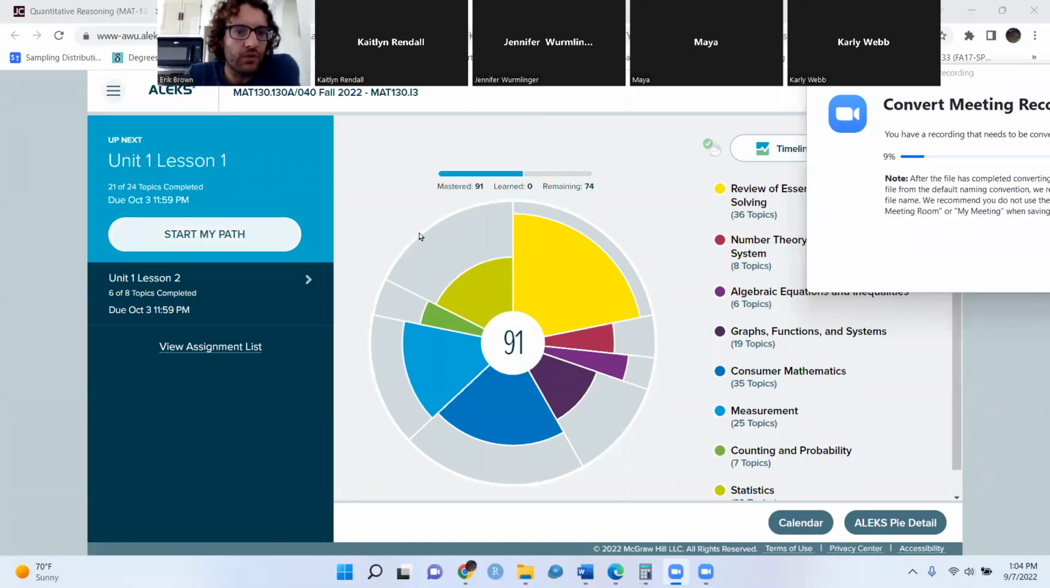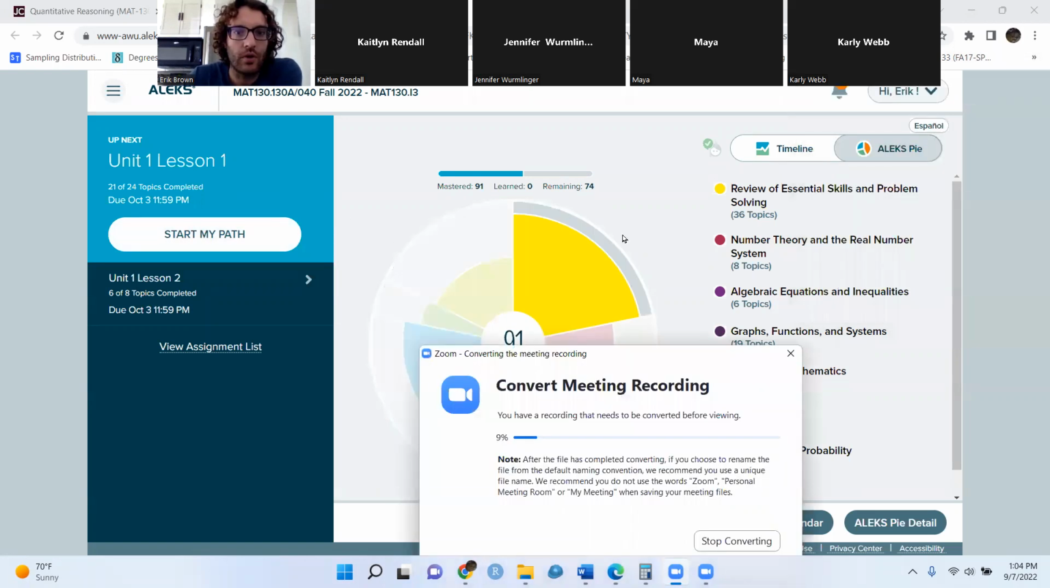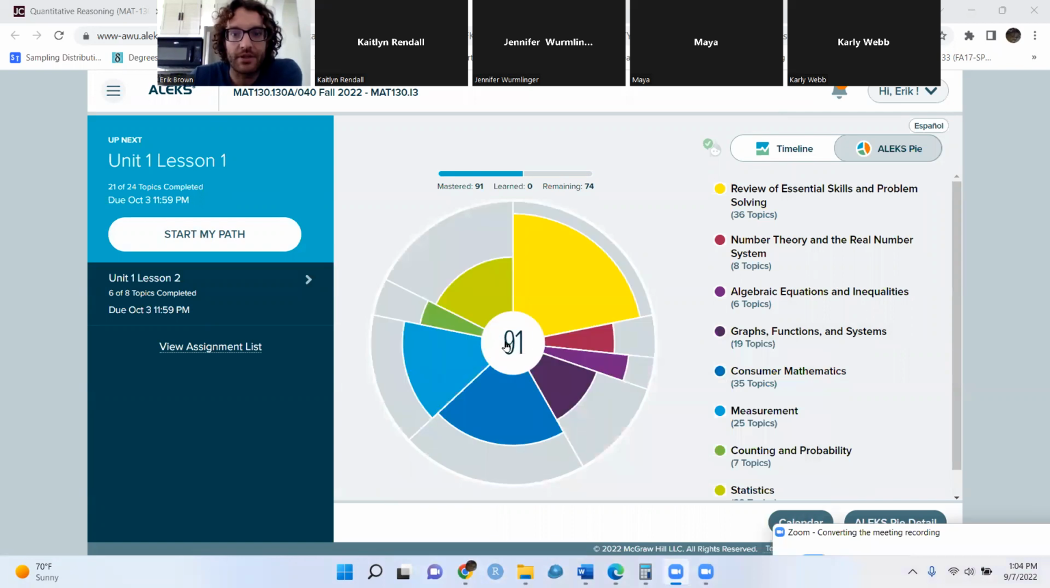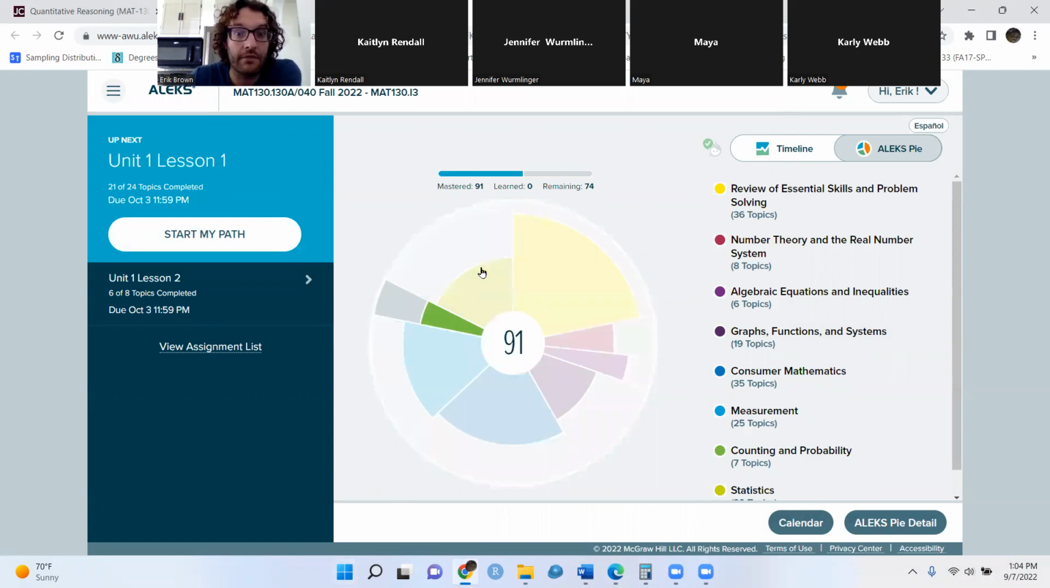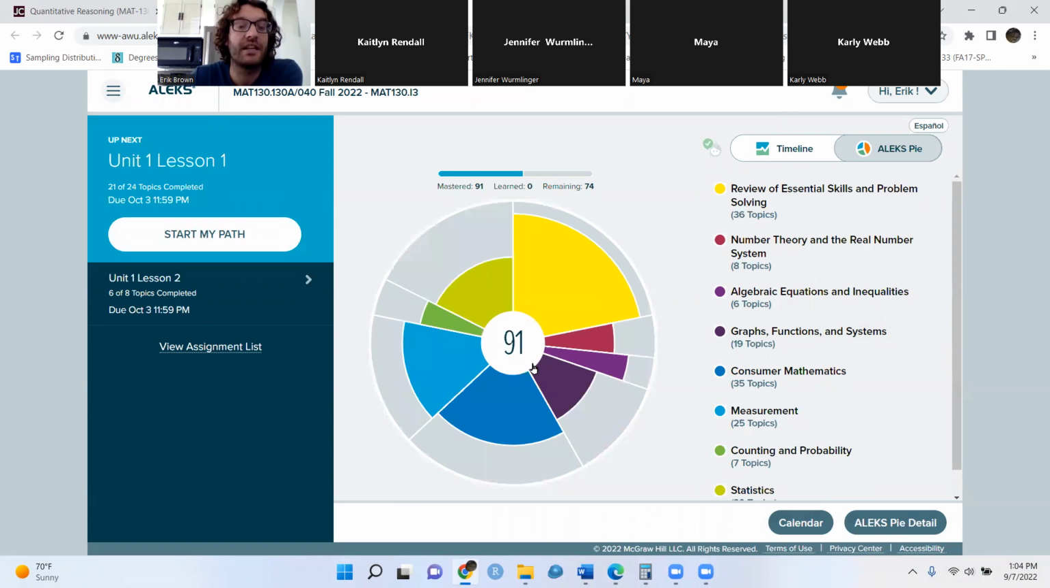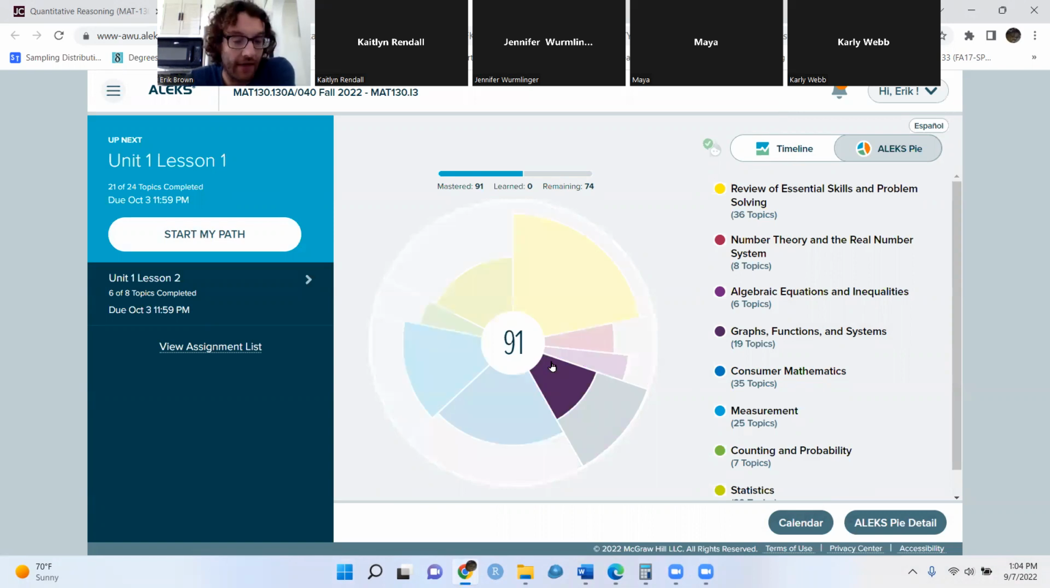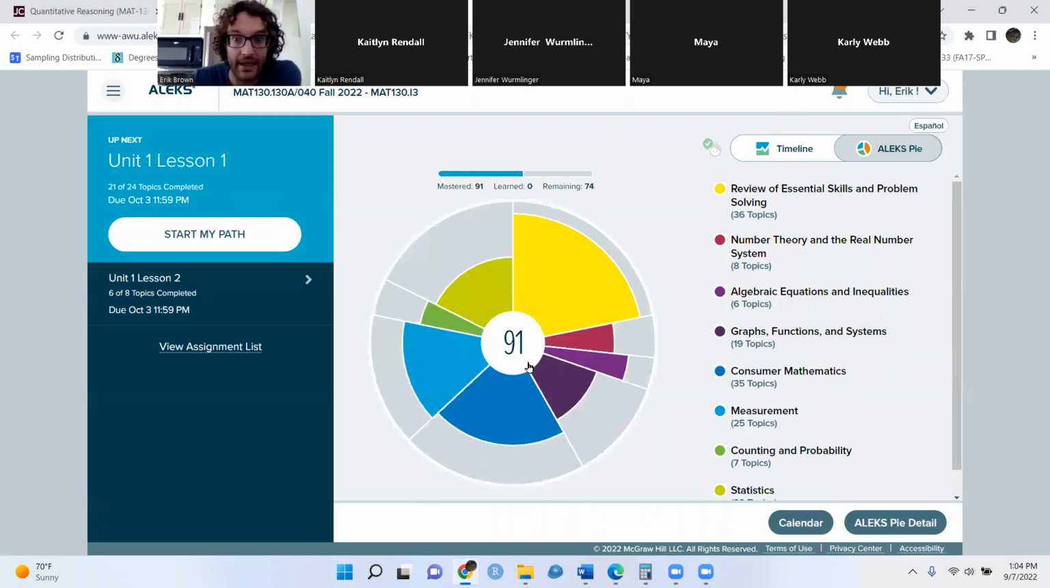So what we're talking about is once you've taken your diagnostics test in ALEX, you will have this pie, and it will say how many topics you've completed, how many you have left to learn. So there's this mastery thing, and then there's this learn thing. Your job is to complete all of them by the end of the semester. So what is that? 165. So a person who starts at 91 is about halfway through. So you're way ahead of the game.